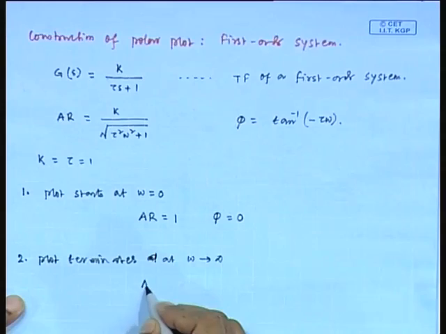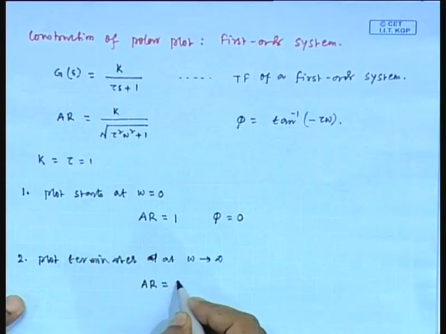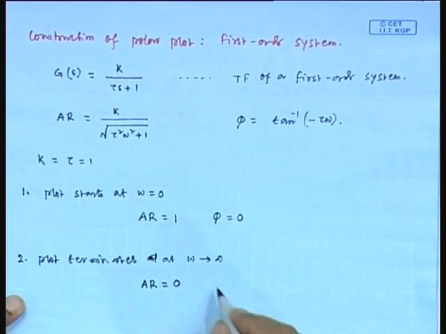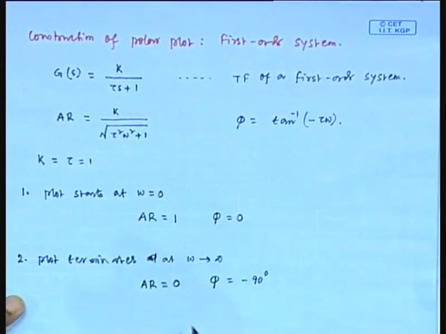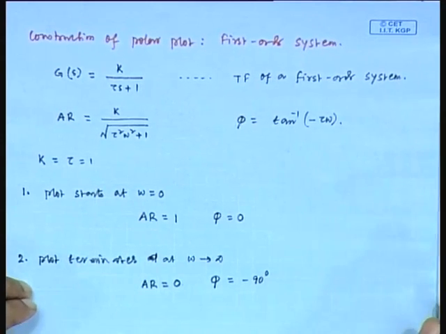If omega is equal to infinity, how much is amplitude ratio? Amplitude ratio is 0. How much is phi? Phi is minus 90 degrees. Fine, because phi is minus tan inverse tau omega.